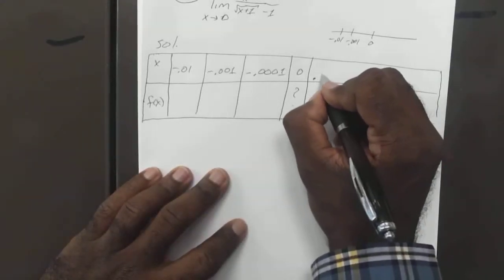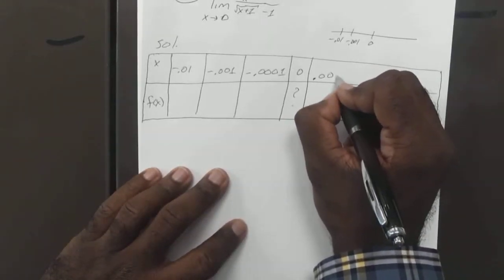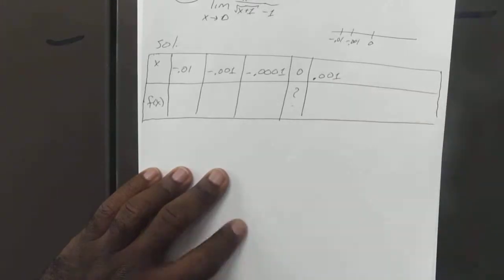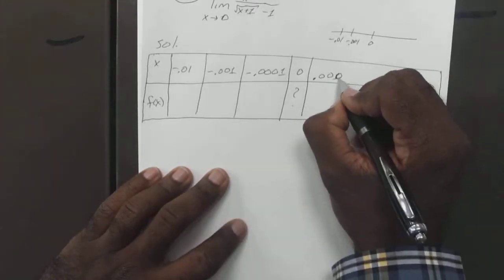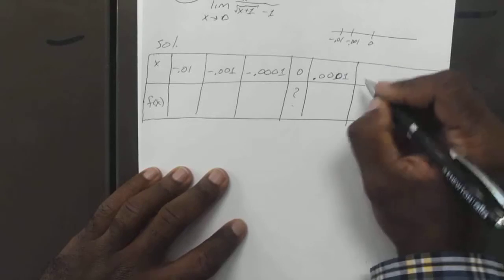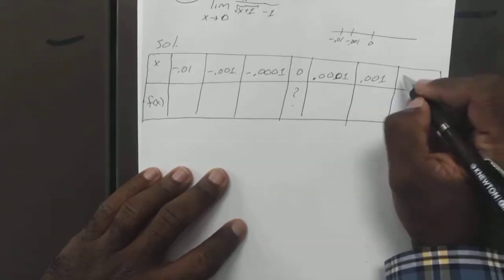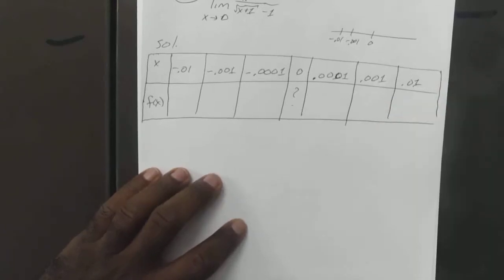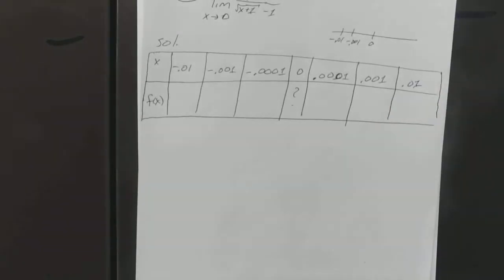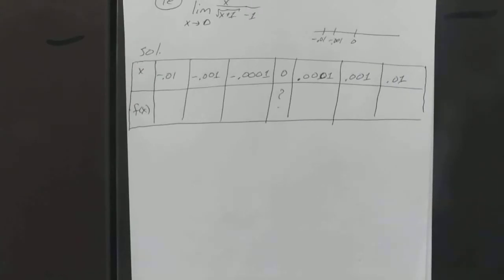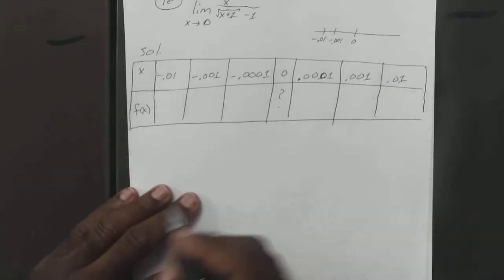Okay, so if we have 0.0001, oh, 0.0001, sorry about that, 0.001, and 0.01. Okay, so we're going to get closer and closer to 0 from both sides.